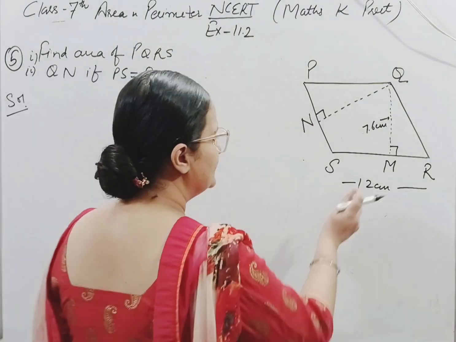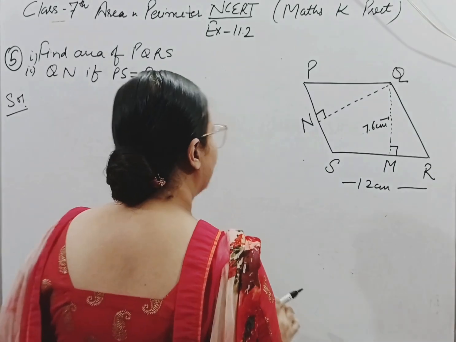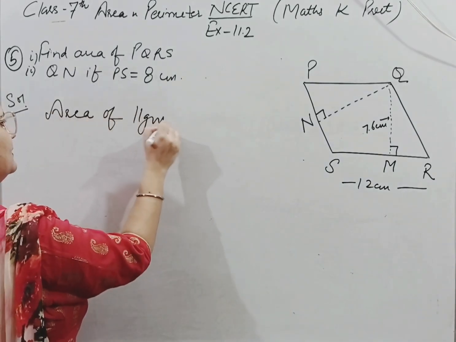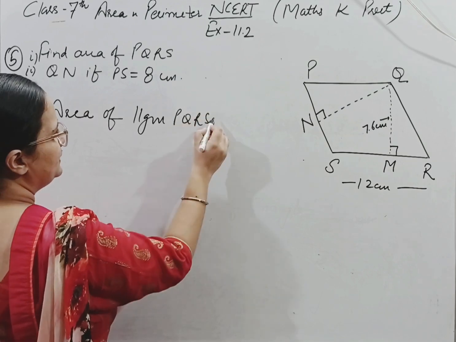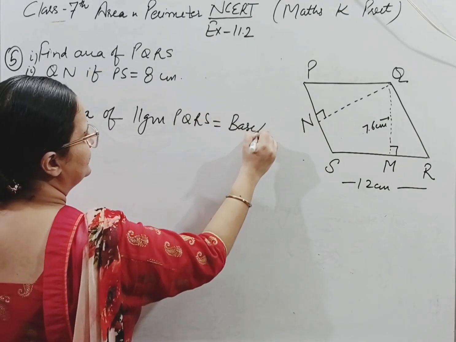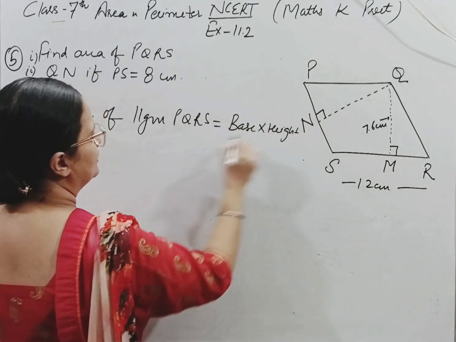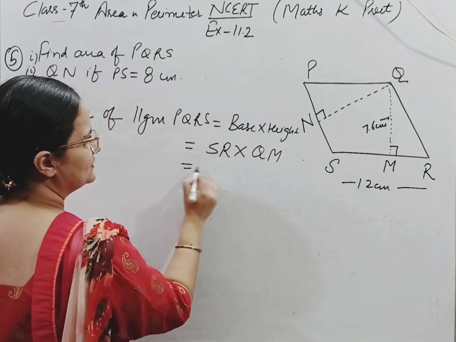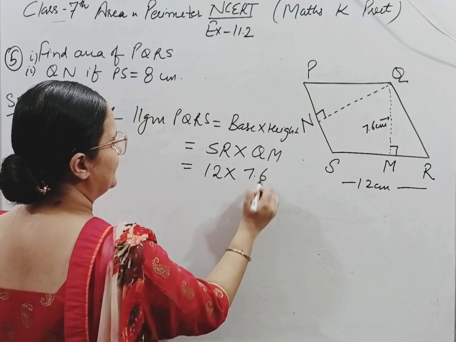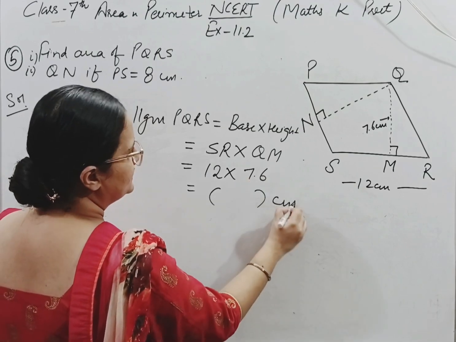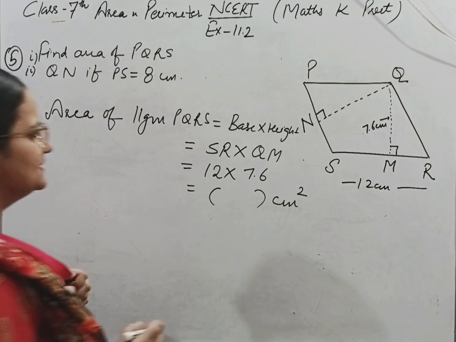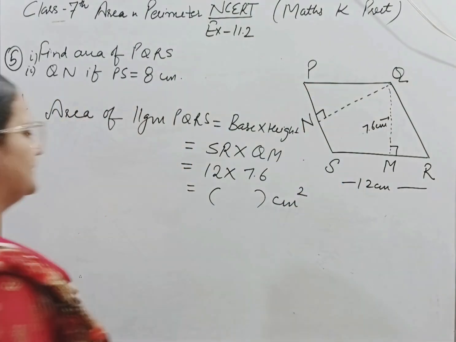So we have this base and the related height. We can calculate the area directly from the formula. Area of parallelogram PQRS will be equal to base into height. Base is SR, height is QM. So base is 12, height is 7.6. So you will get this value in centimeter square. This is the area of PQRS. Next, we have to find QN if PS is equal to 8 centimeter.